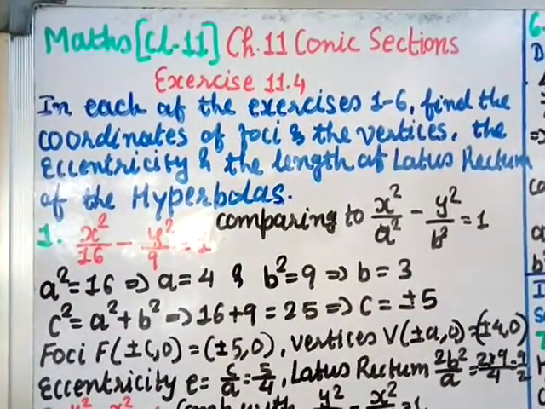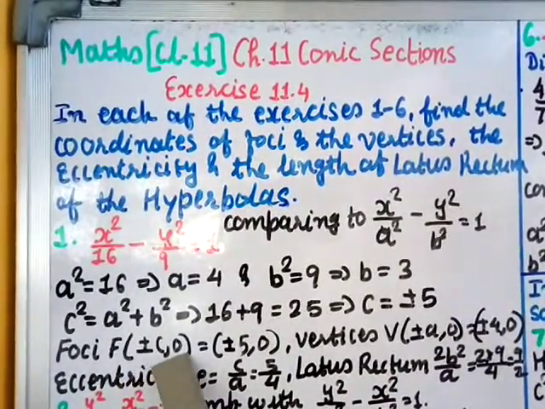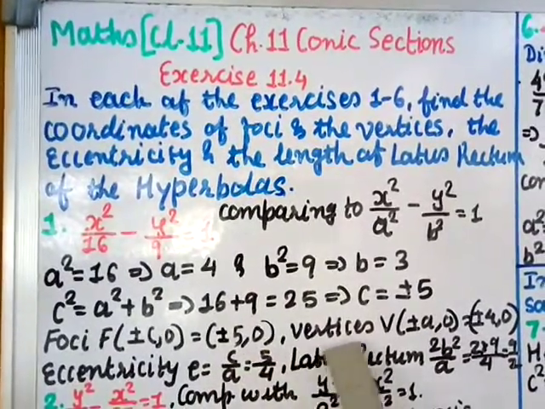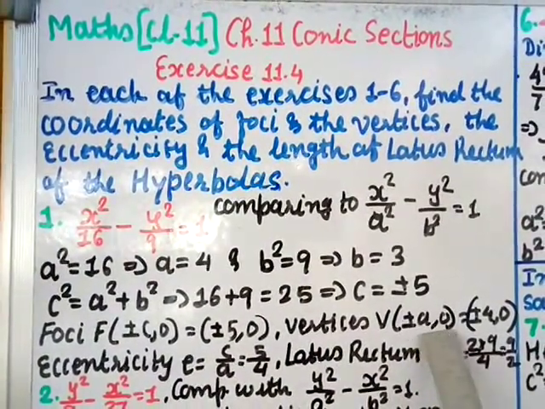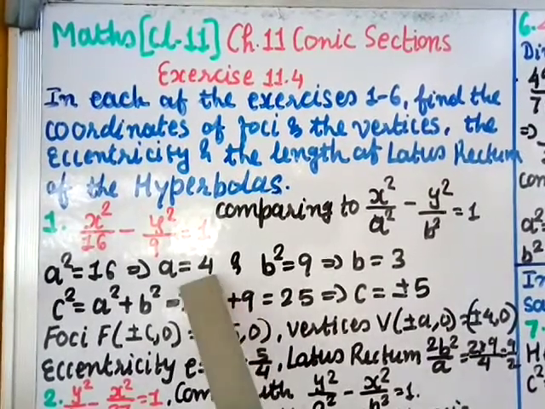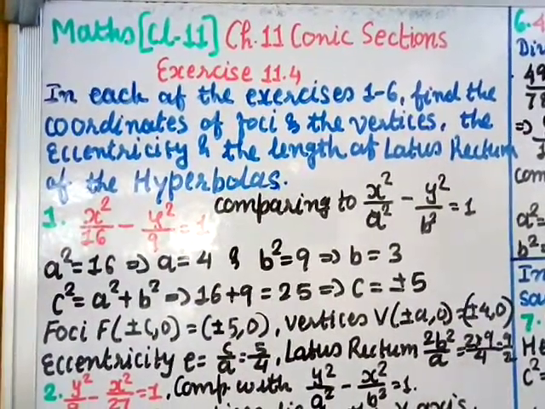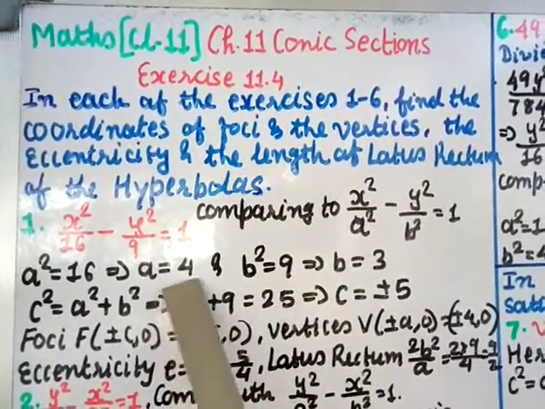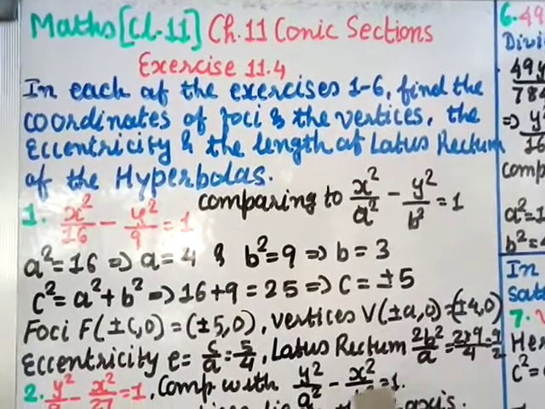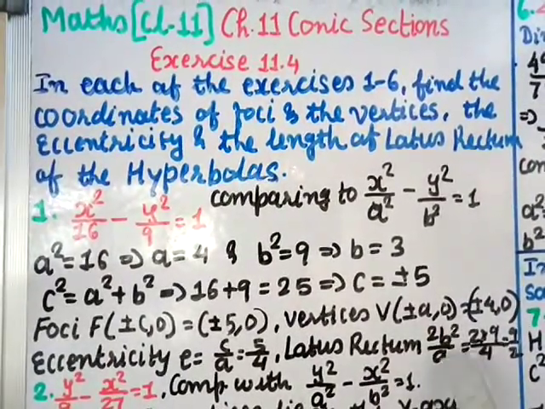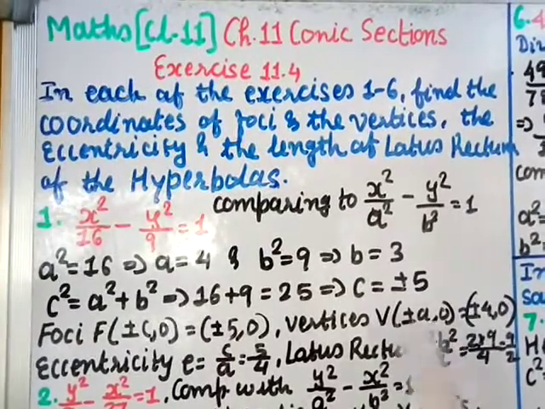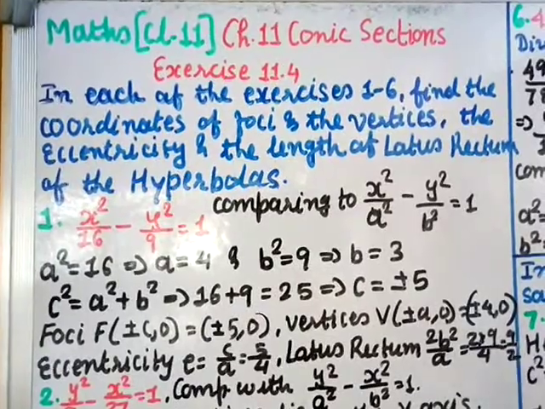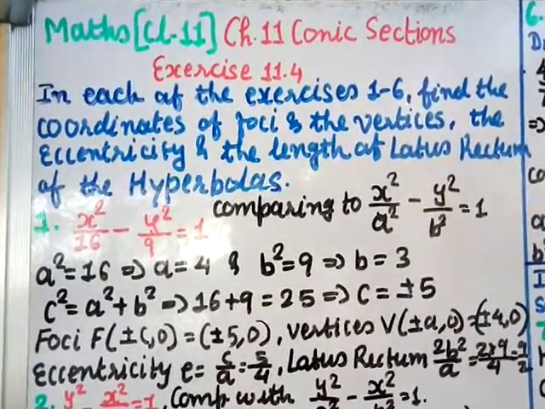Now the coordinate of foci is given by plus or minus c, 0, equal to plus or minus c value we found 5, so (5, 0). And the vertices coordinates are given as plus or minus a, 0. So plus or minus a value is 4, so (4, 0). The eccentricity is given as e equal to c by a equal to c value is 5 divided by a value is 4. Length of the latus rectum is given by 2b square by a equal to 2, b square value is 9, divided by a, that is 4. This you can cut by 2, so you get 9 by 2. So that is solution for question number 1.